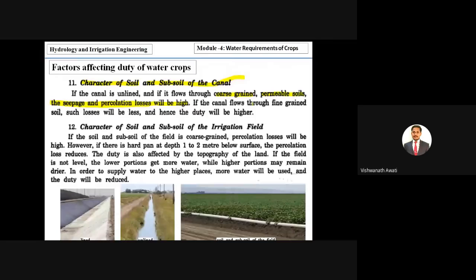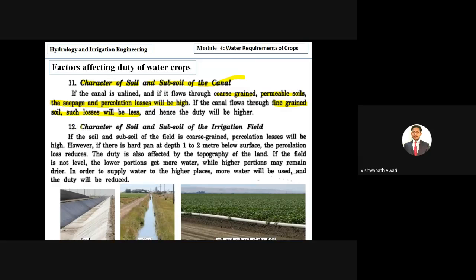If the canal flows through fine grained soil, the losses will be less, hence the duty will be higher. So it is a comparison. If the canal is flowing through coarse grained land, then losses will be more and the duty will be less. If it is fine grained, clay material, then losses will be less. So when losses are less, the duty will be higher.